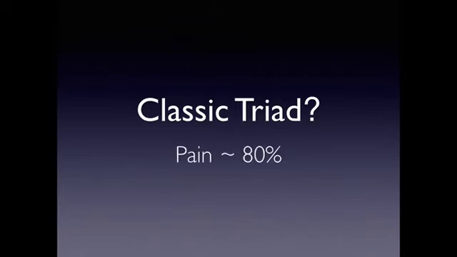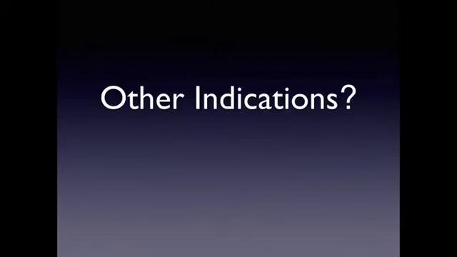So pain is the most common thing that you're going to see, and it's not really specified. You know, it could be groin pain, flank pain, back pain, abdominal pain, but 80% of the people that present with an abdominal aortic aneurysm will have pain. So what are some of the other indications for doing this exam, other than those three things in the classic triad?